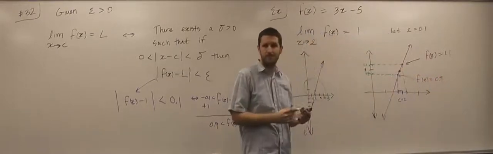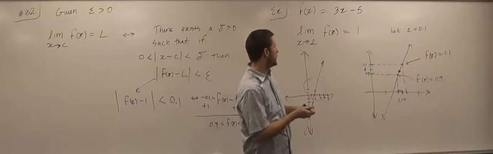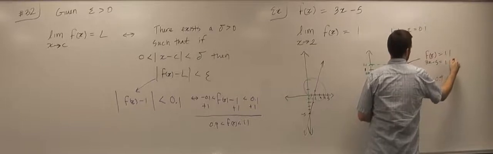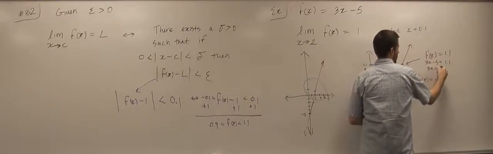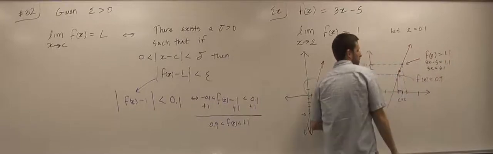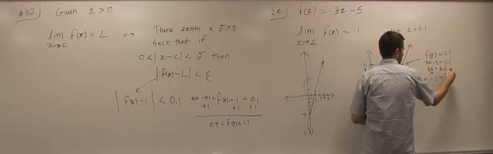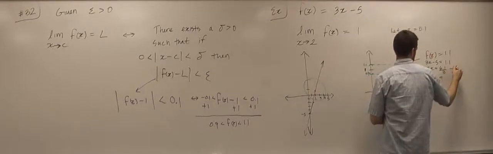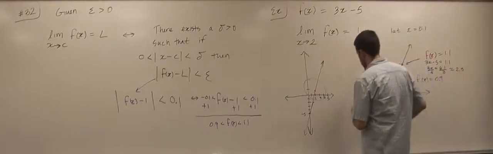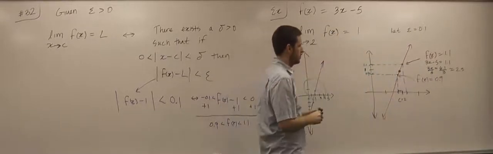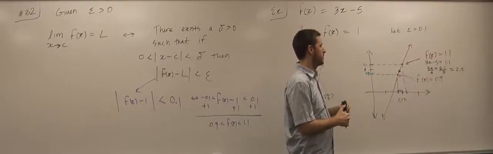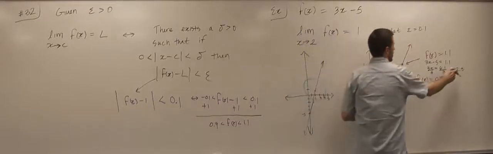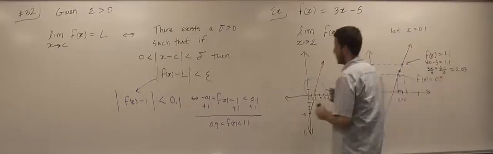Yeah, so you have to solve 3x minus 5 equals 1.1. So 3x equals 6.1. So you divide both sides by 3. Equals 2.333. 2.3-ish. That's not right. 2.03? 2.03, sorry. That's close.